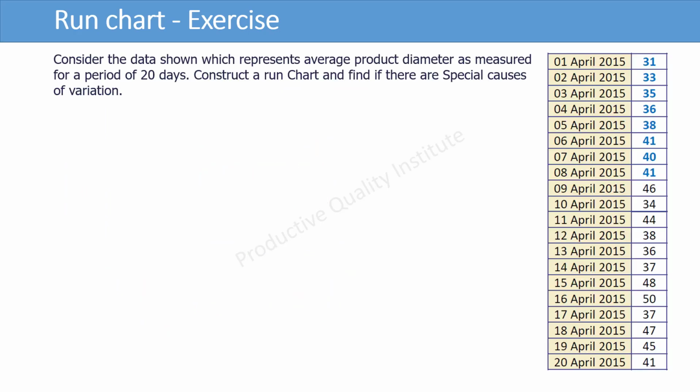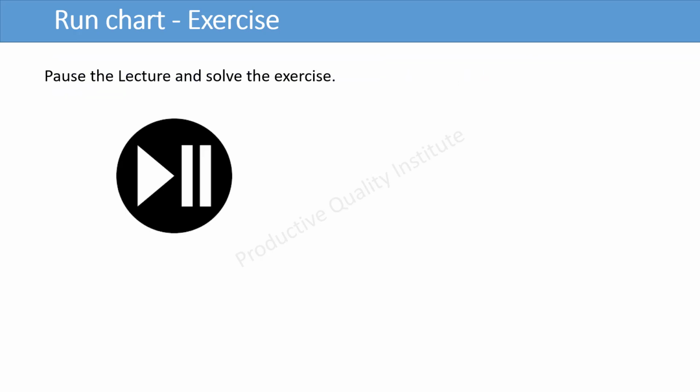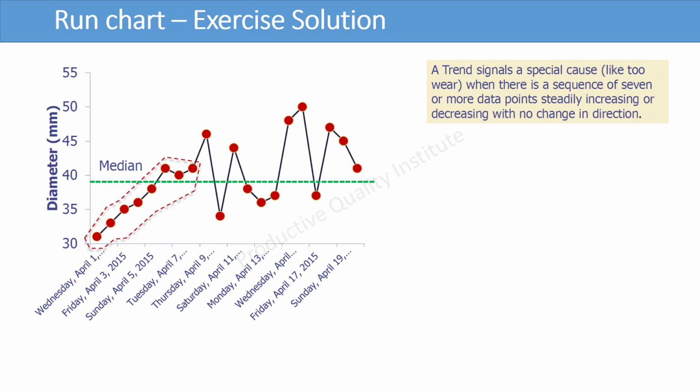Consider the data shown, which represents average product diameter as measured for a period of 20 days. Construct a run chart and find if there are special causes of variation. Please pause the lecture and solve the exercise. A trend signals a special cause, which occurs when there is a sequence of seven or more data points steadily increasing or decreasing with no change in direction.